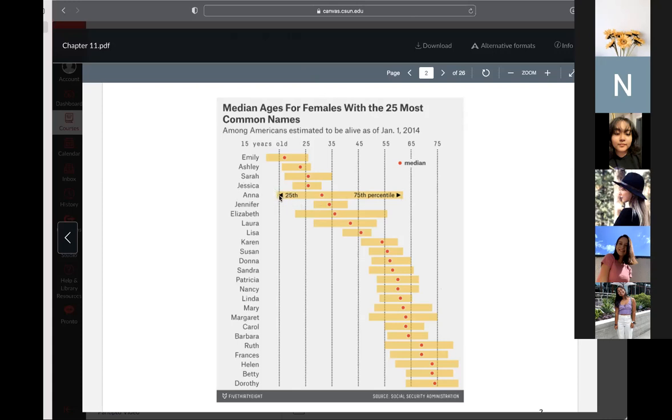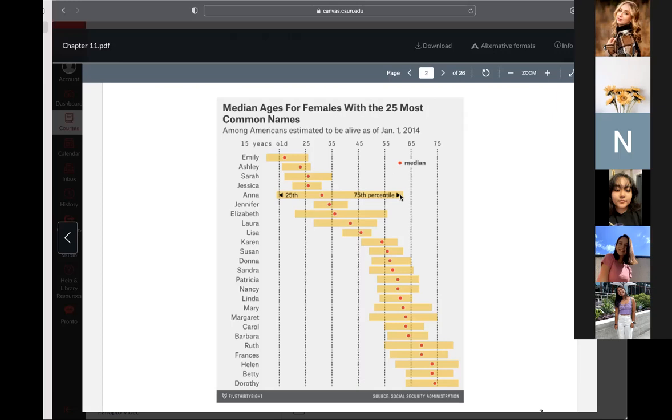25% are between 14 and 31 or so. So there's lots of Annas in that range. And 25% are between 31 and 62. So there's lots of Annas at every age group for the most part. Anna has been common for a long time. Does that make sense? Yes.